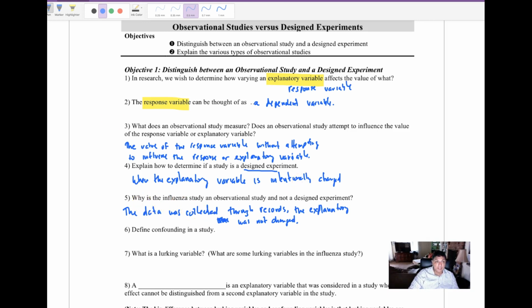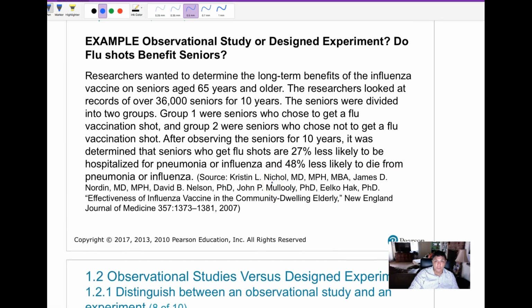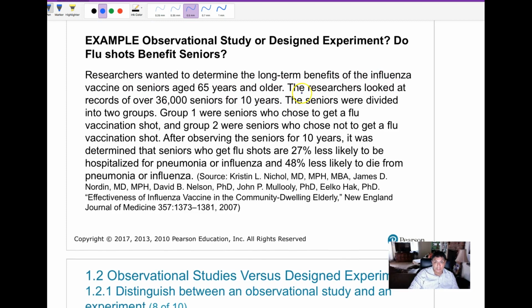Then there's an example here in the PowerPoint notes of this influenza, or flu, study. Researchers want to determine the longer-term benefits of the flu vaccine. What they did is they looked at records of 36,000 seniors. The seniors were divided into different groups, and they looked at the data.